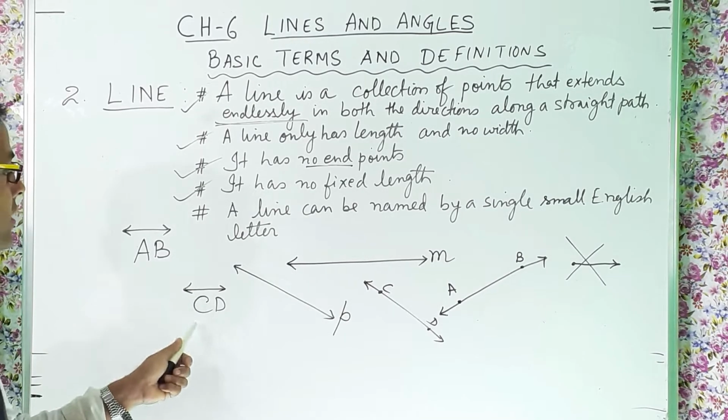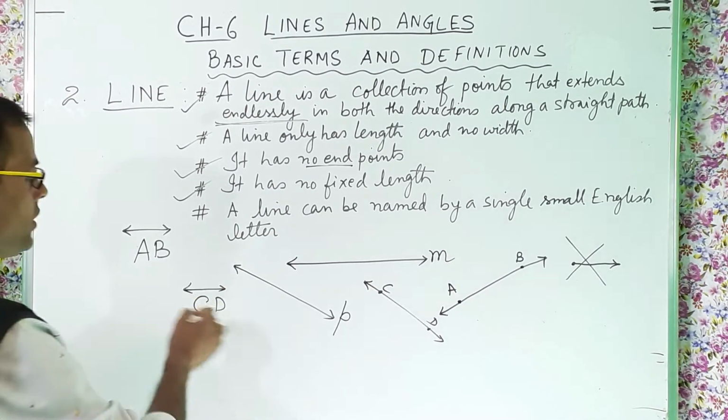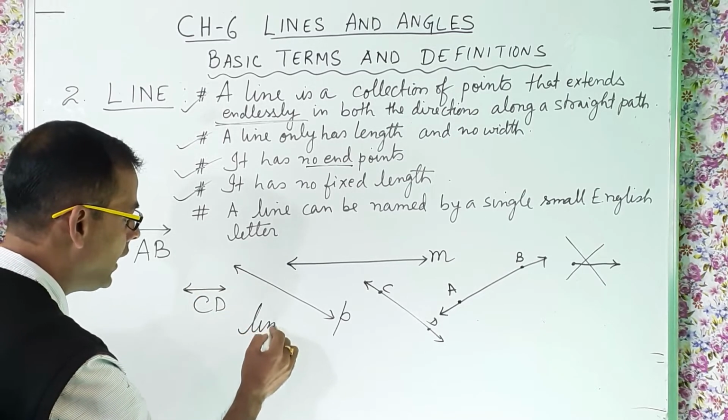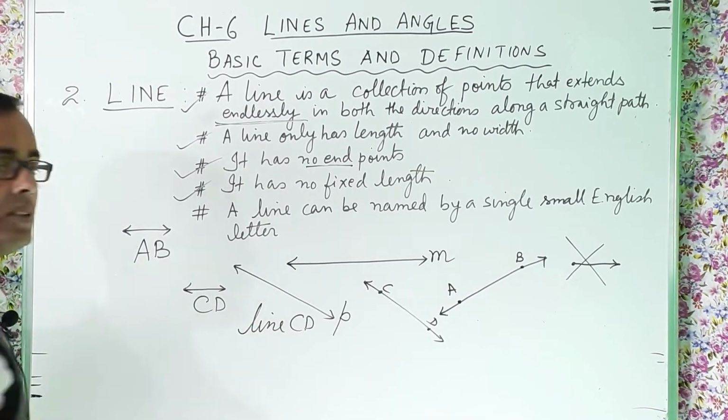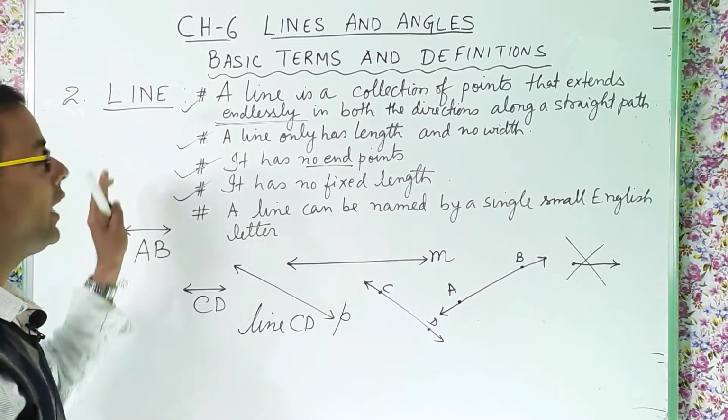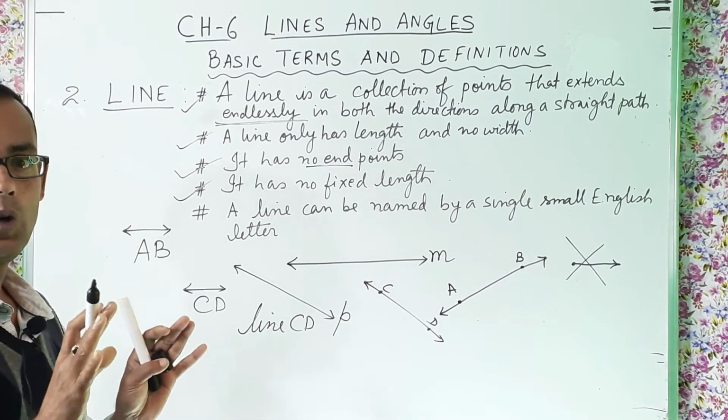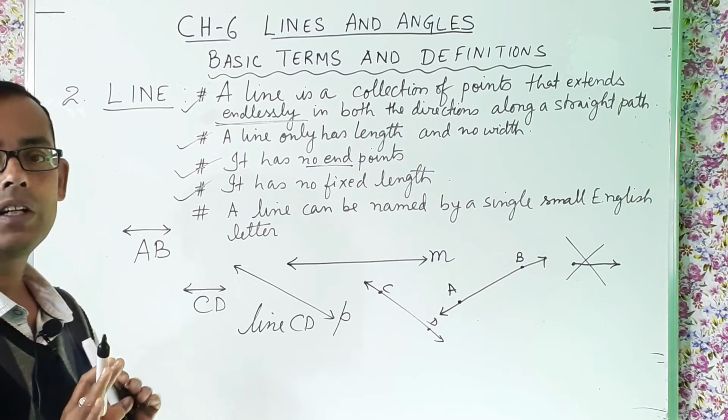Okay, line CD. Clear? No? If you don't say this one, you can say it like this also, line CD, this way. Clear? So I think the overall concept of line is now clear to you.